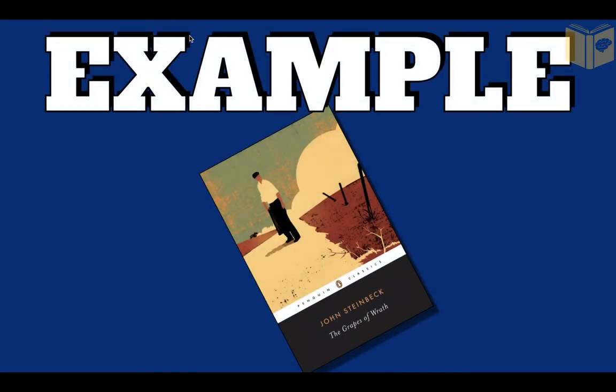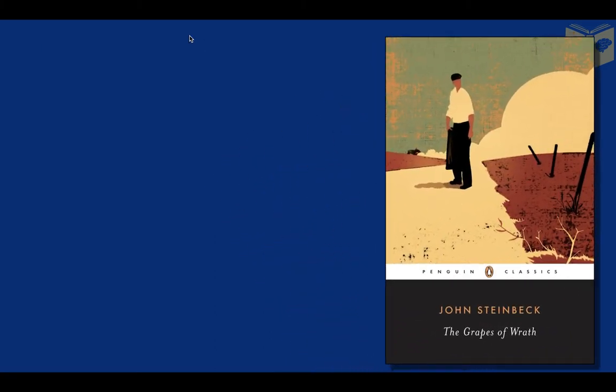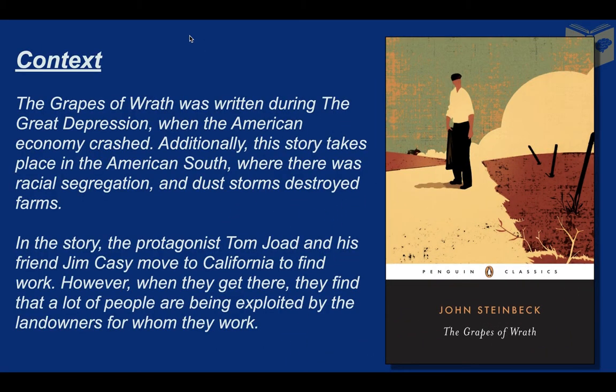Let's look at an example. This is John Steinbeck's The Grapes of Wrath. Now, the story is set in the Great Depression, 1930s America, when the economy crashed, there's no jobs. And on top of this, it's in the South, where there was racial segregation and the Dust Bowl, a series of dust storms which destroyed farms and caused people to move. Now, the protagonist is Tom Joad and his friend Jim Casey, and they move to California from Oklahoma in search of new work. But when they get there, they find that everyone's being exploited by landowners for whom they work. That's what the story's about.